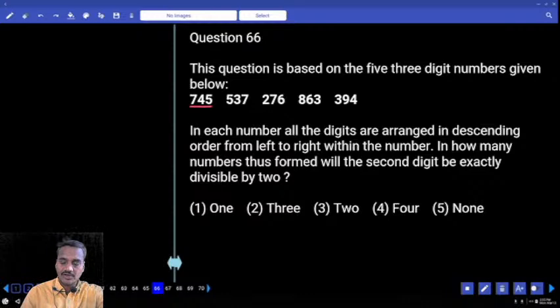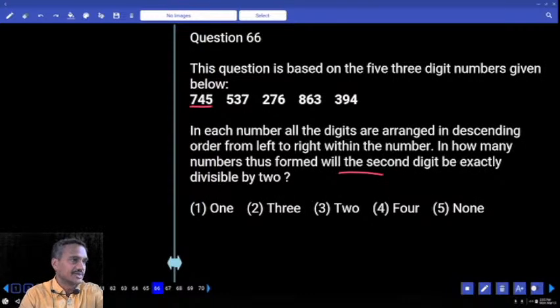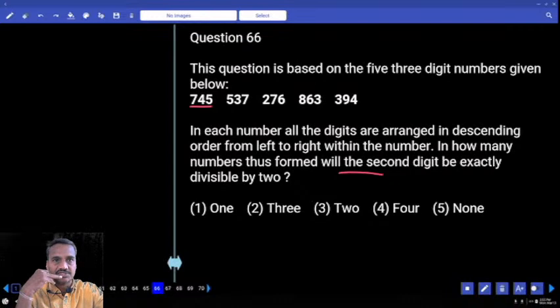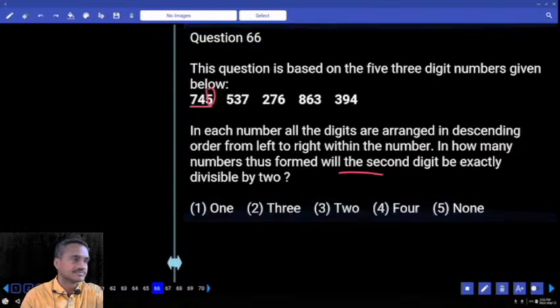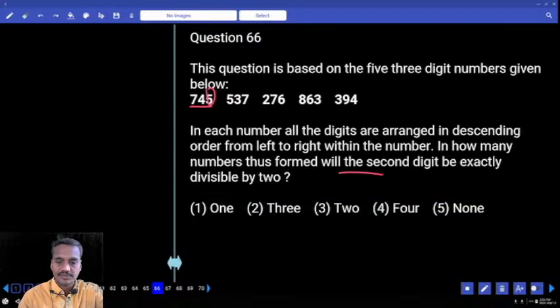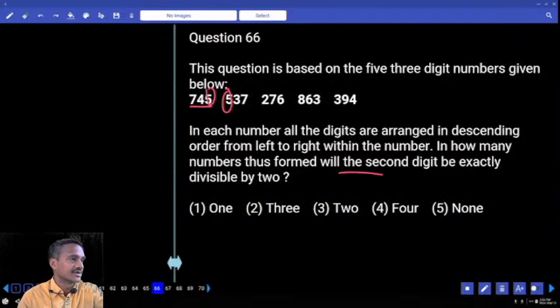Then, how many numbers are formed where the second digit is exactly divisible by 2? Now the second digit must be exactly divisible by 2 if all the digits are arranged in descending order. Now we are talking about the second digit. The second digit in this one will be 5, isn't it? It is an odd number. And then 7, 5, this is again an odd number.